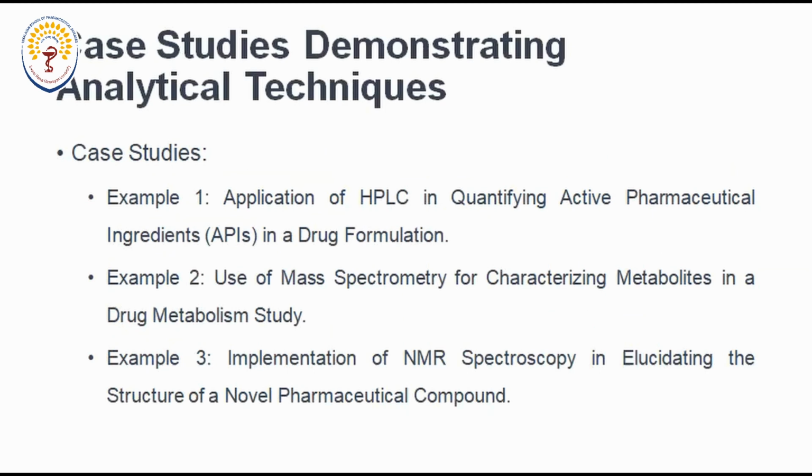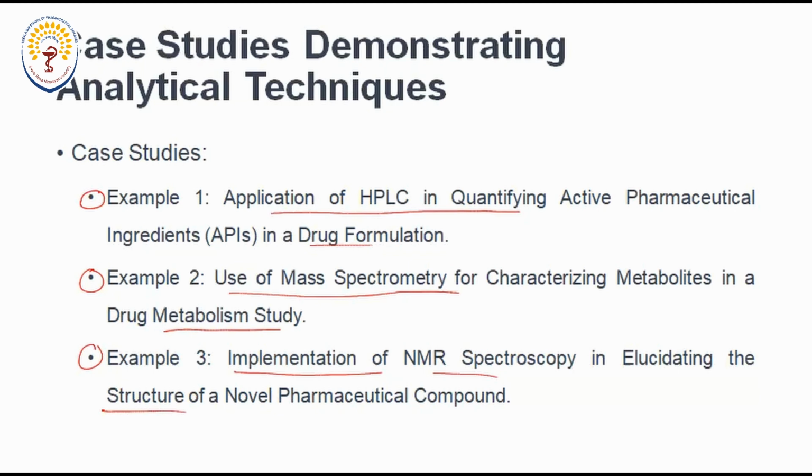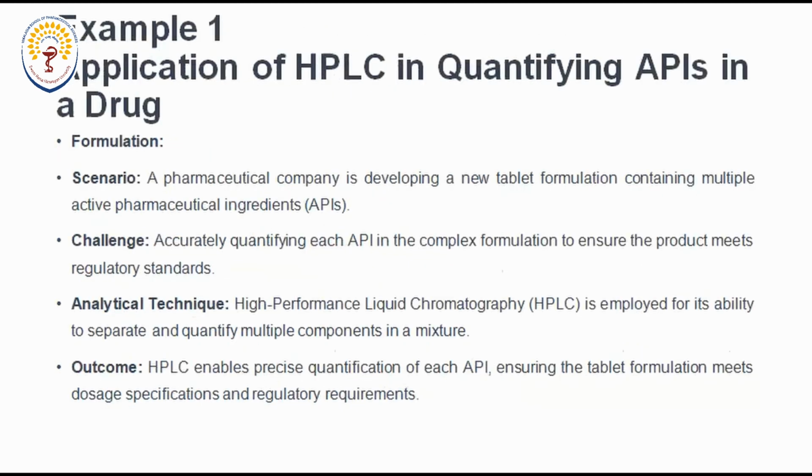Now let us start the case study. We are going to understand the case study by 3 examples which we will take one by one on the single slide. First is application of HPLC in quantifying API. Second is using mass spectroscopy to characterize metabolites. And third is implementing NMR for the structural elucidation of a novel compound. So case number 1, let us understand.